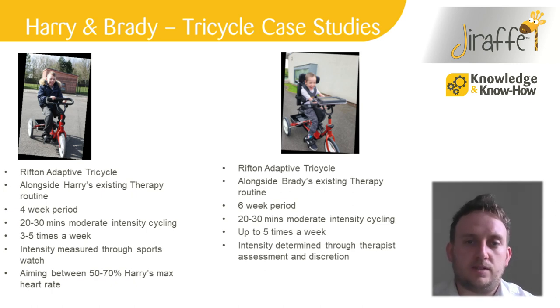We had 20 to 30 minutes of moderate intensity cycling, 3 to 5 times a week. The intensity was measured through a sports watch, aiming for between 50 to 70% of Harry's max heart rate. Again, with Brady, he was fully assessed for the equipment and accessories that he would need for a Rifton adaptive tricycle, using Brady's existing therapy routine. This one was over a 6 week period, again with 20 to 30 minutes of moderate intensity cycling, up to 5 times a week, and the intensity was determined through the therapist's assessment and discretion.